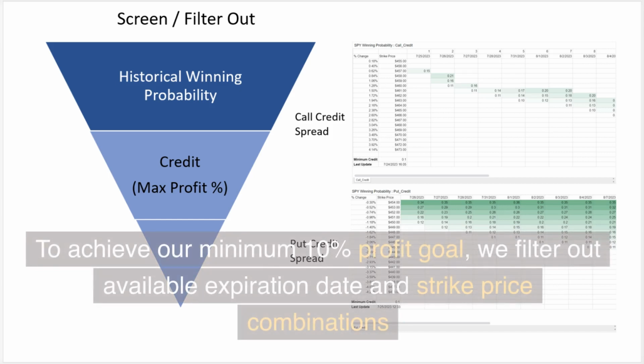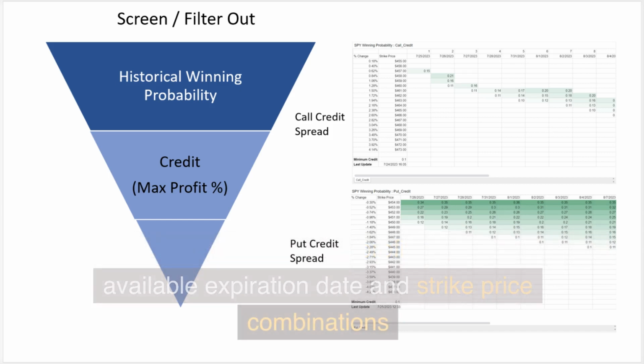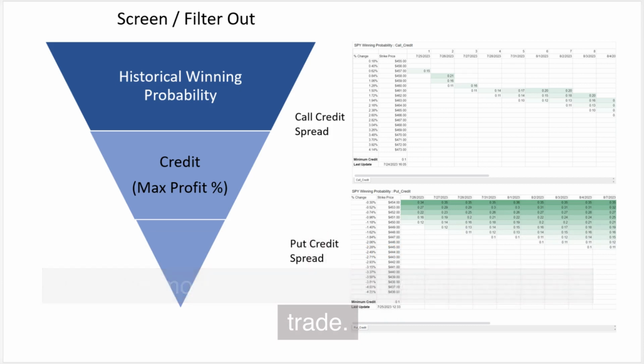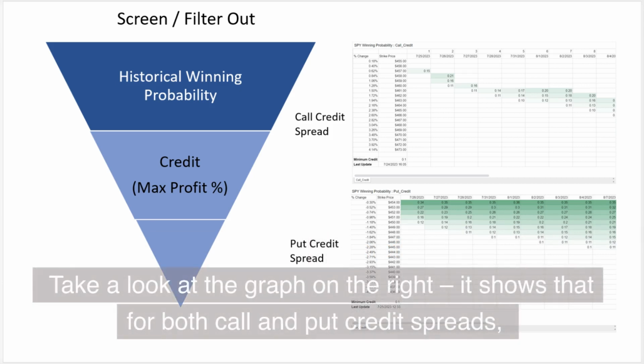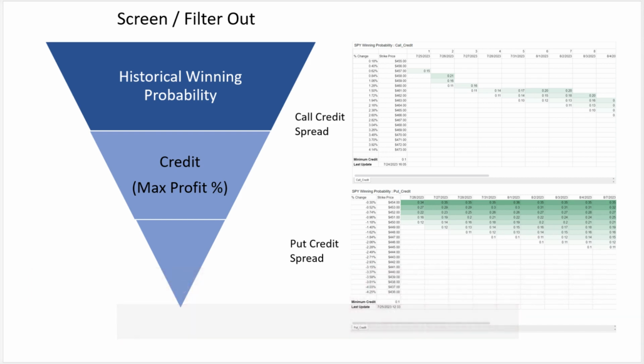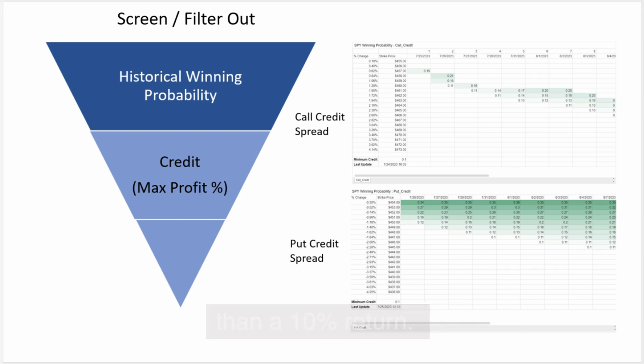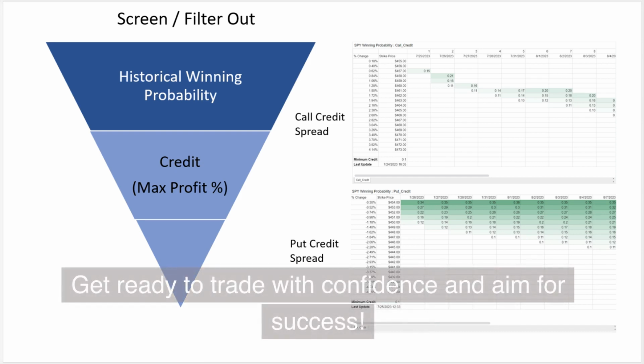To achieve our minimum 10% profit goal, we filter out available expiration date and strike price combinations that offer more than 0.10 credit when opening the trade. Take a look at the graph on the right. It shows that for both call and put credit spreads, we only screen out positions where we can get more than a 10% return. Get ready to trade with confidence and aim for success.